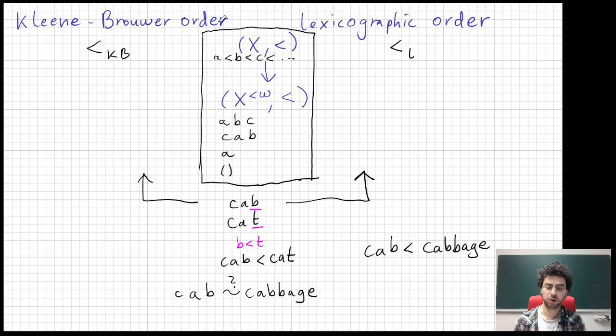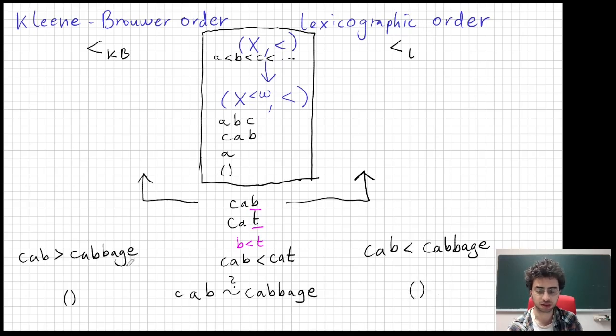And the Kleene-Brouwer order does it exactly opposite. So cab is actually greater than cabbage. This means that the Kleene-Brouwer order has a greatest element, the empty word, and the lexicographic order has a least element, which is the empty word. But even more things will be true, as we will see.